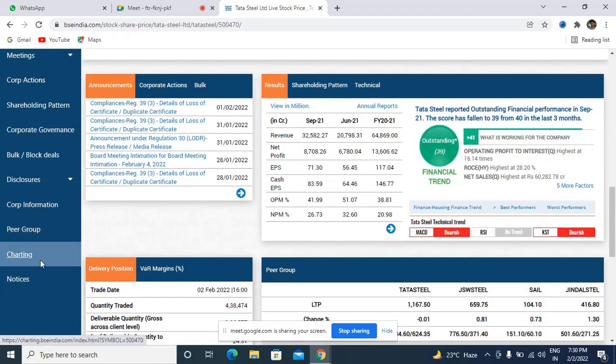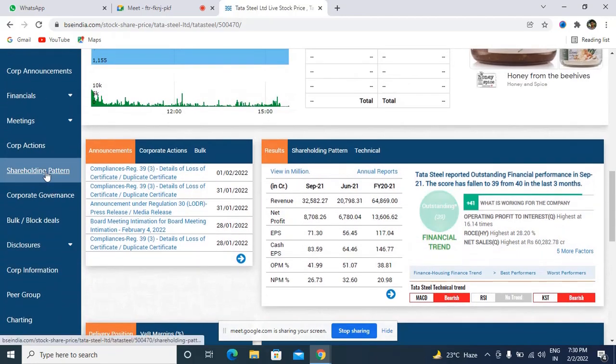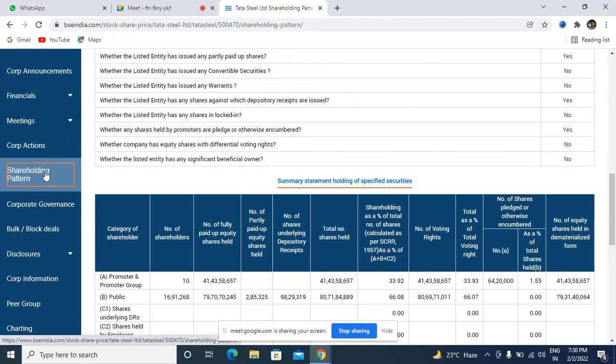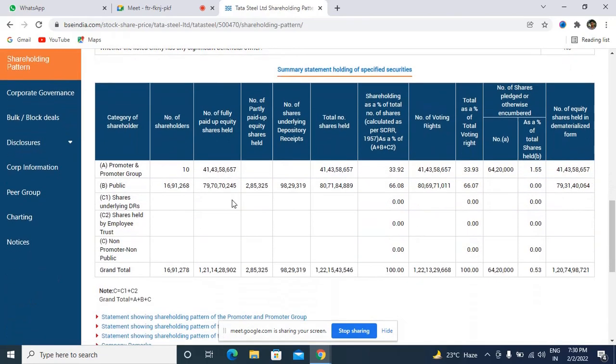Go to the shareholding pattern. Here you can see that promoter and promoter group shareholding is 33.92%. Is this visible to all of you? Yes, sir. And the public shareholding is 66.08%.